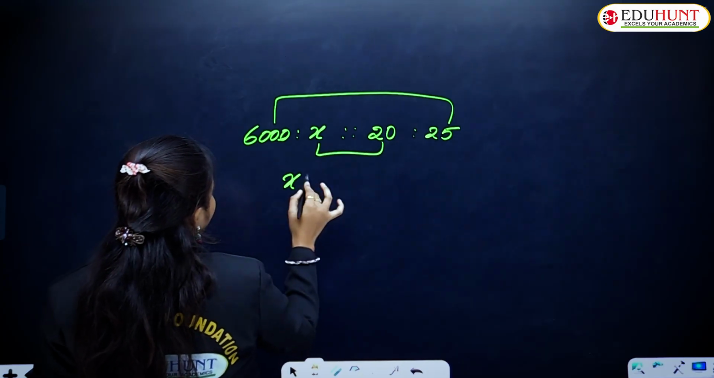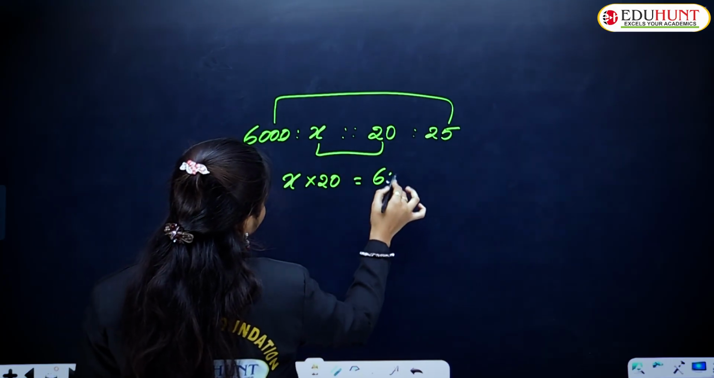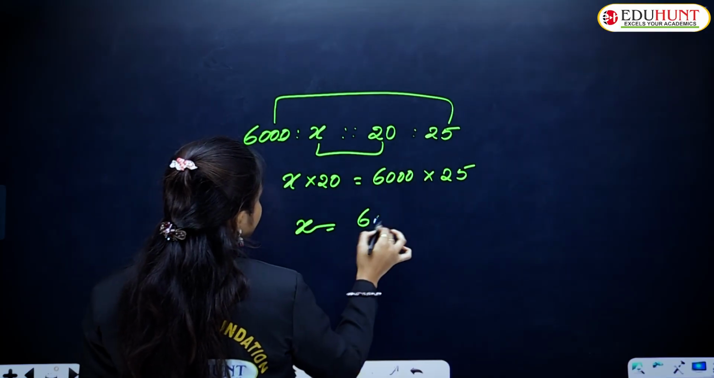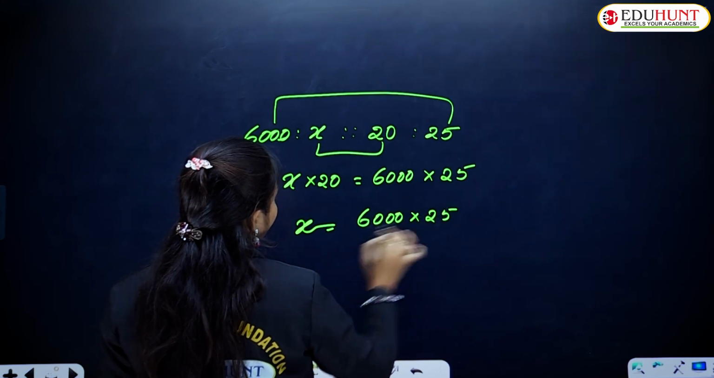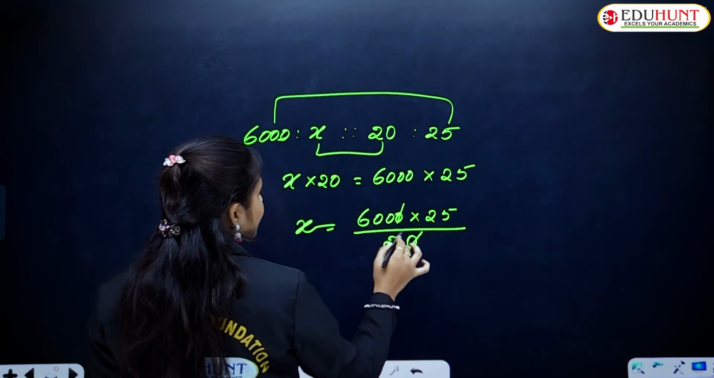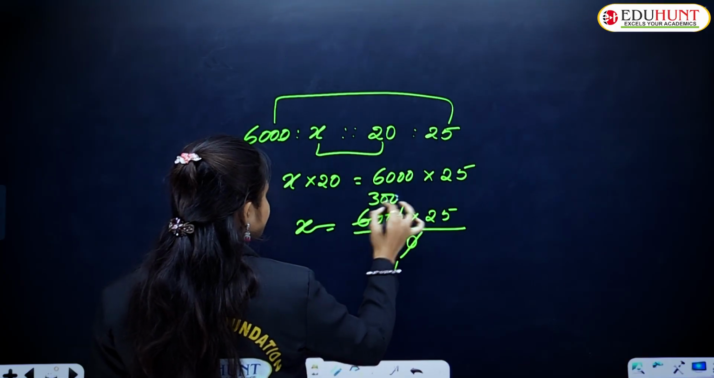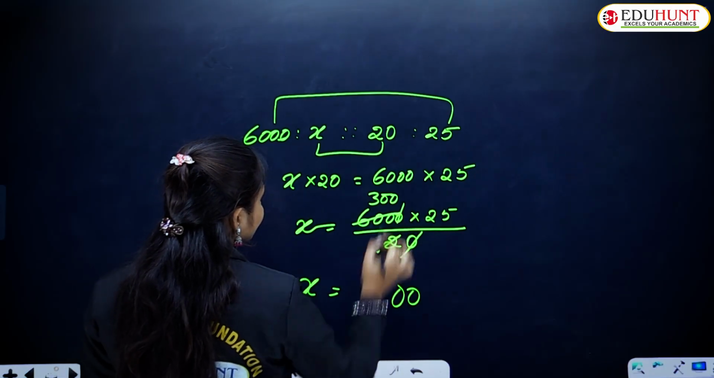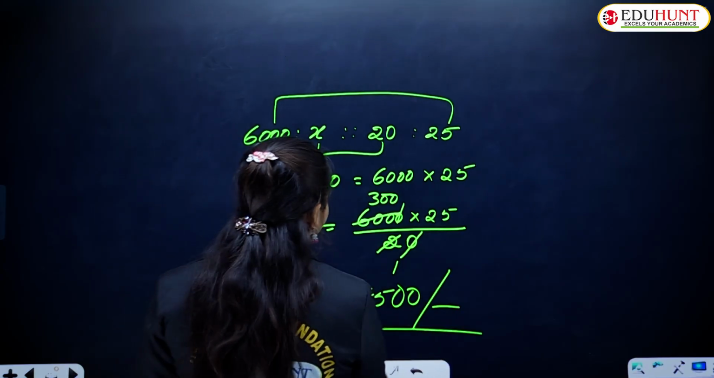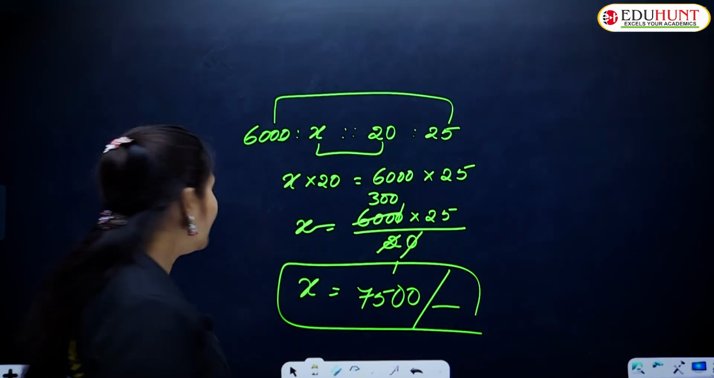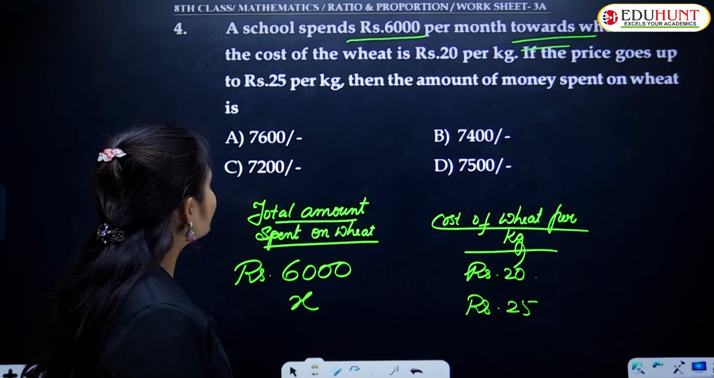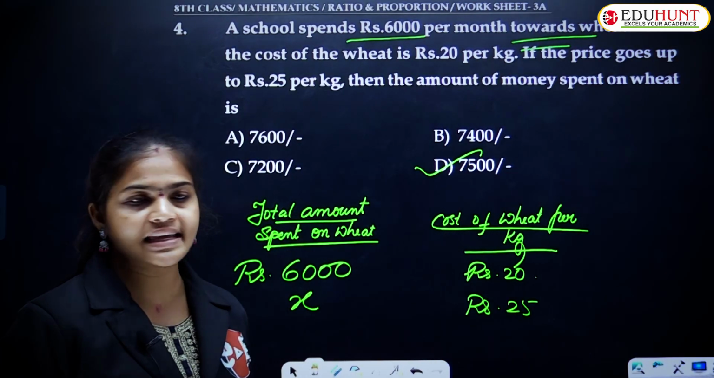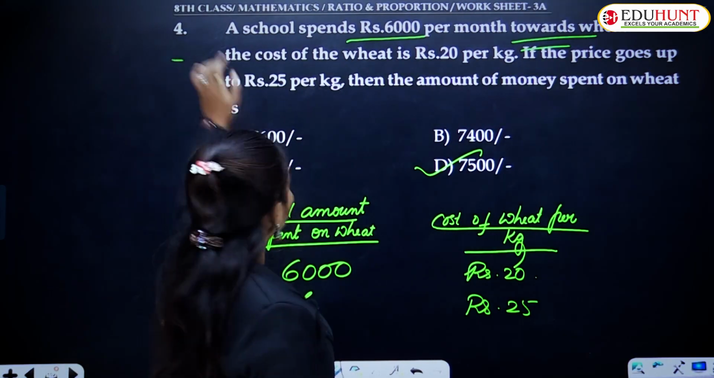Now see that x into 20 is equal to 6,000 into 25. From this, x is equal to 6,000 into 25 by 20. 0, 0 get cancelled, 2 ones are 2 and 2 3s are 6, so 600. Clear? So x is equal to, here 0, 0, 25 3s are 75, 7,500 they have to pay. Okay, which option is correct? Here x is equal to 7,500. Which option is correct here? Option D is correct. So children, in this video we discussed up to 4 questions.